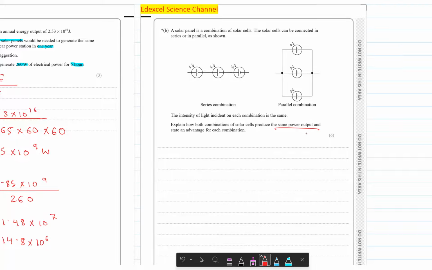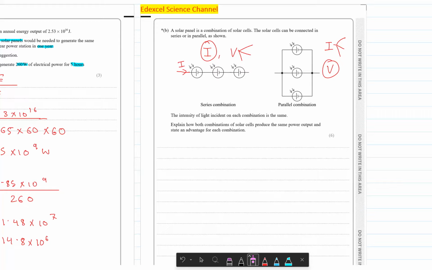But now let's go to how they produce the same power output. Let me explain first and then I'll write the answer, which is that a series circuit has the same current. Okay, they are all going to experience the same current. However, the voltage gets divided. It is the complete opposite in parallel circuit. So in a parallel circuit, the current will get divided among all these solar cells. However, they're all going to get the same voltage. Okay, so what you see over here is that current is high and voltage is low, and here current is low and voltage is high.